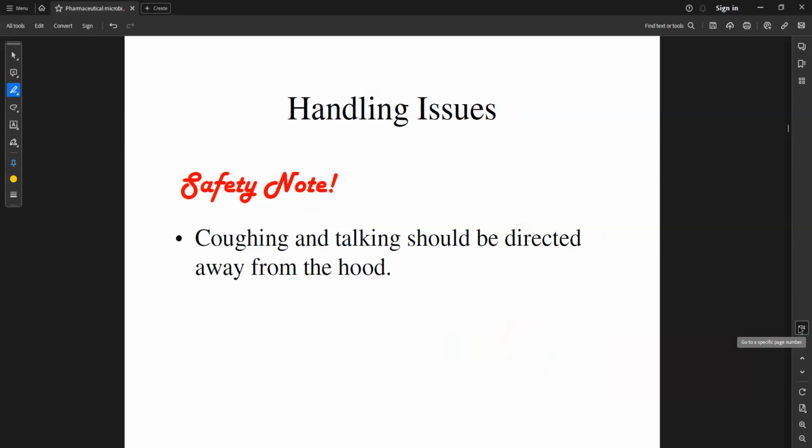So coughing or talking should be directed away from the hood, because as we know, our mouths are hubs for many, many different bacteria and fungi. And it's important not to talk or cough towards the hood, as this may contaminate our product.